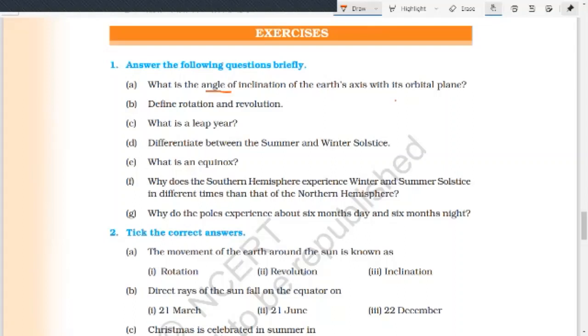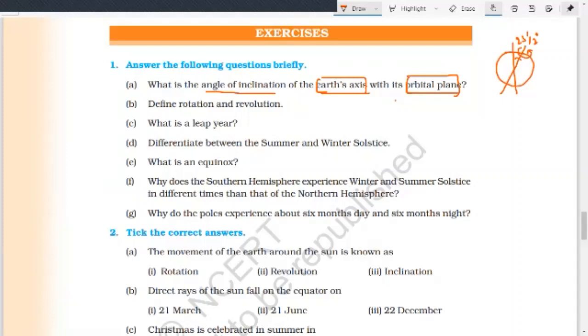The question is asking about the angle of inclination of Earth's axis with its orbital plane. So two terms are there: Earth's axis and the orbital plane. First, understand what Earth's axis is. Earth's axis is an imaginary line which makes an angle of 23.5 degrees with the perpendicular line drawn here. This is Earth's axis because Earth rotates along this axis.